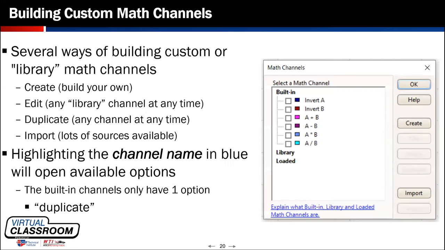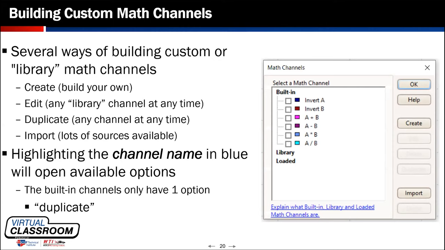All right, so let's move in. The building of custom math channels. Now, here's the problem we've got. I just talked about the operation of built-in math channels. I talked about built-in inverts, A plus B, A minus B, A times B, and A divided by B. But if you were paying attention, you realize that when I showed you that quick little interpretation of serial decoding, I actually used H minus F.